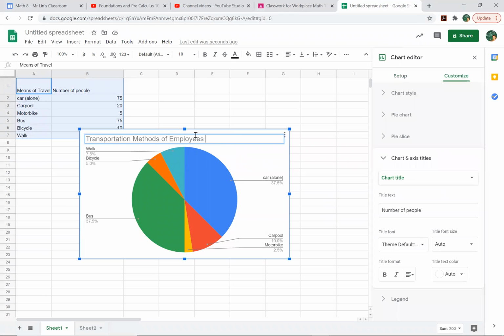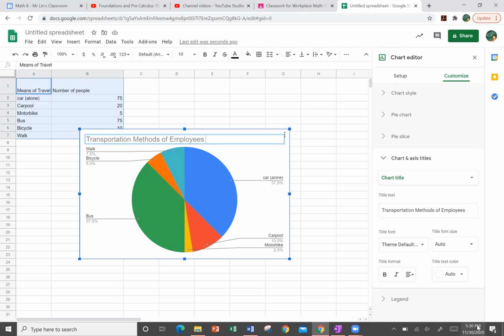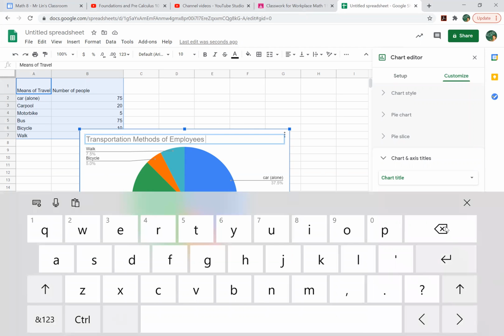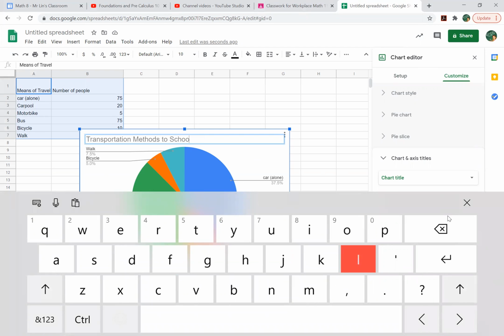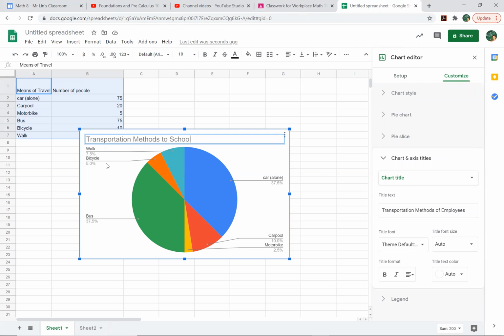Okay. Transportation methods of employees. There we go. So if we are looking at, it is not transportation methods of employees. It is transportation methods to school. Let's change that. That is not right. I am sorry. There we go. Great. So you will notice this has the percents on it.